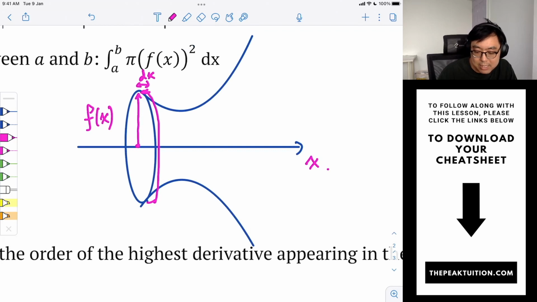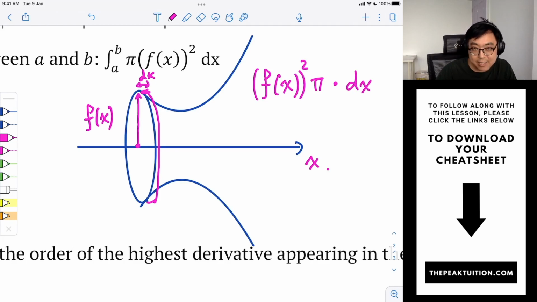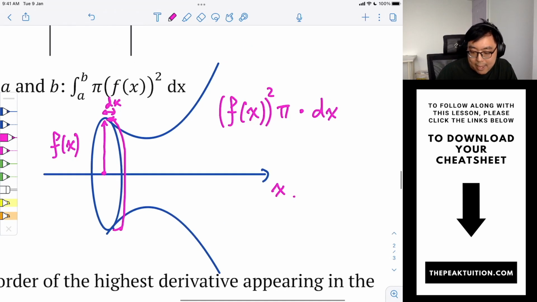So what's the volume of this one slice? The volume of this one slice is (f(x))^2 times pi. This is pi r squared, the area of the circle, times dx. dx is the thickness of this slice. So when we write it as pi r squared dx, this tells us the volume of this small slice.